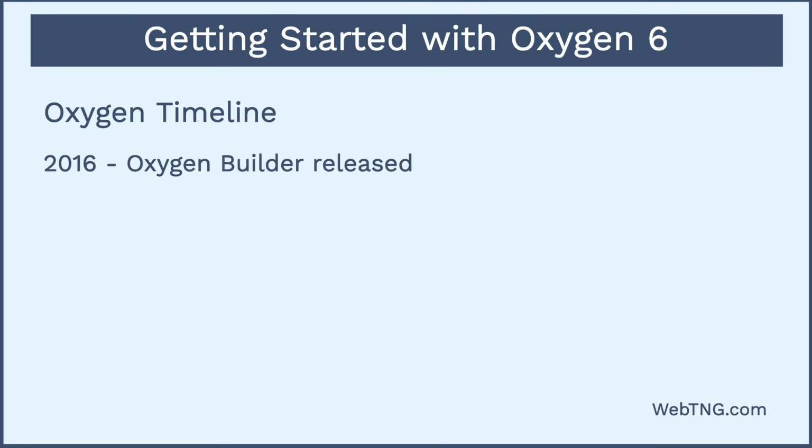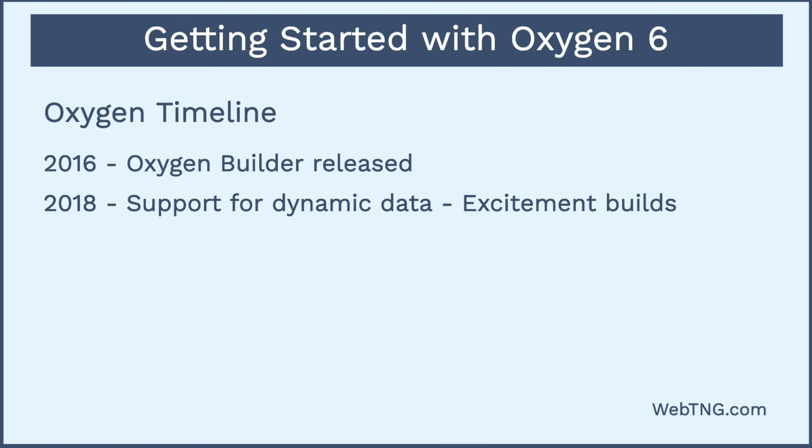The Oxygen Builder was first released in 2016, but people really started taking notice when it got support for dynamic data. And by around 2018, Oxygen was becoming wildly popular. It was lean, it was geared for power users and developers, and unlike many of the other builders of that time, it produced performant output.